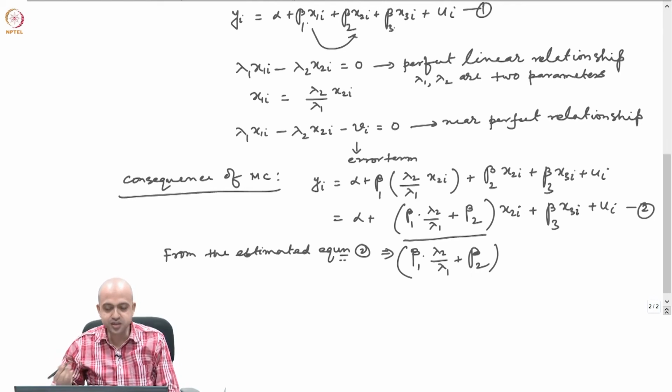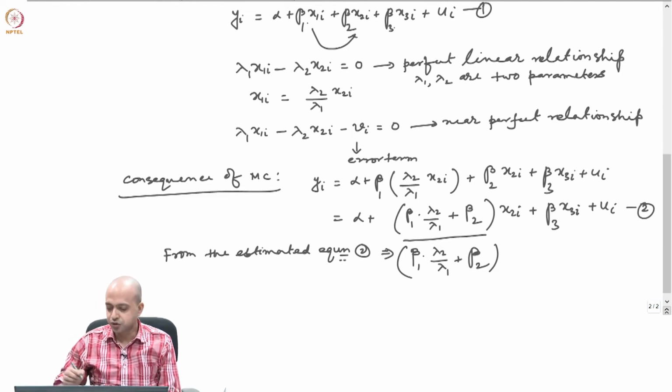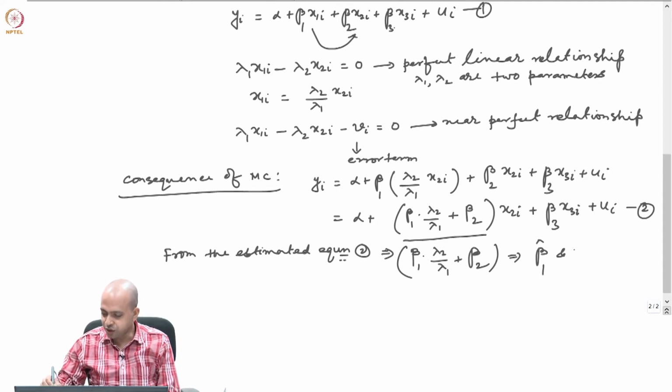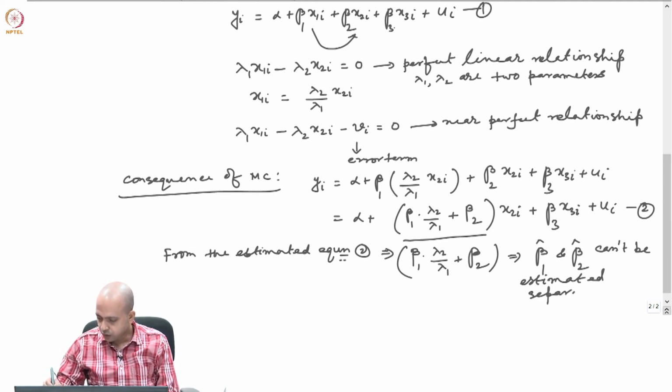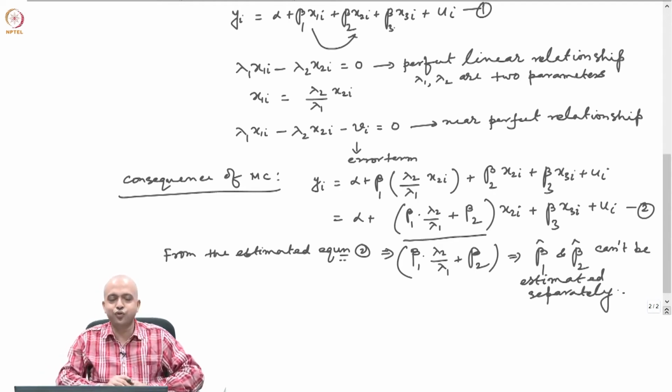So when there is a presence of perfect linear dependence between two variables, I cannot get beta 1 hat and beta 2 hat separately. Beta 1 hat and beta 2 hat can't be estimated separately. That is the problem. I will only get a combined value of beta 1 hat and beta 2 hat.